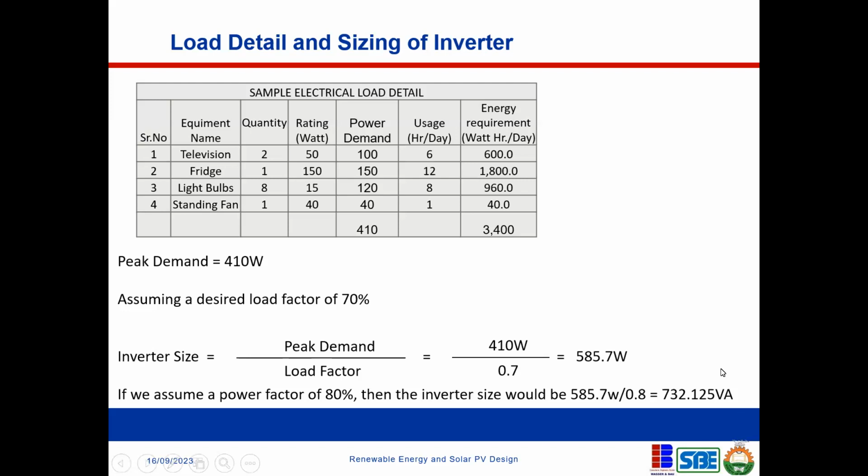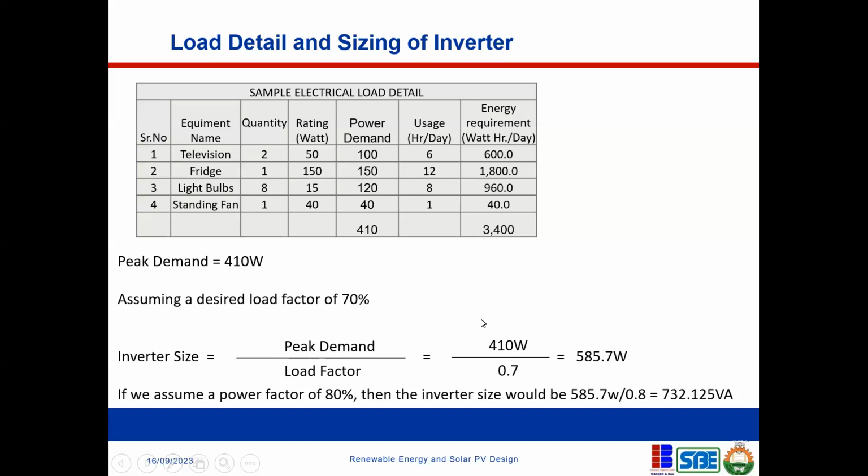So this is VA. If you want to convert this to kVA, you divide by 1,000. So this becomes 0.732 kVA. If it's VA, it is 732.125 VA. Or watts, I'm sorry, if you're converting it to real or active power, it becomes watts. So I hope this is clear. Any questions so far? No question. Fine and good.